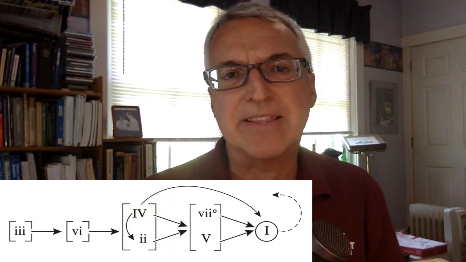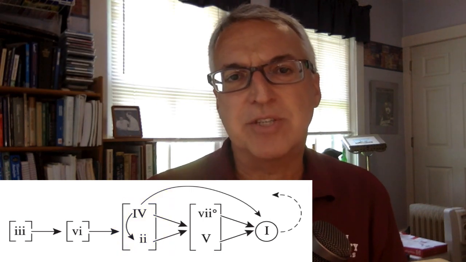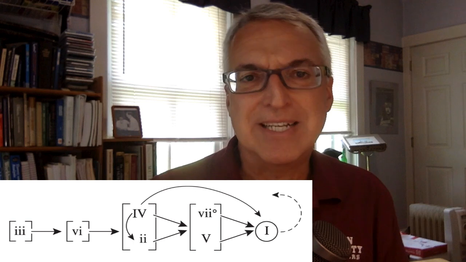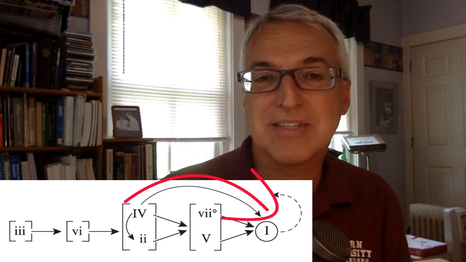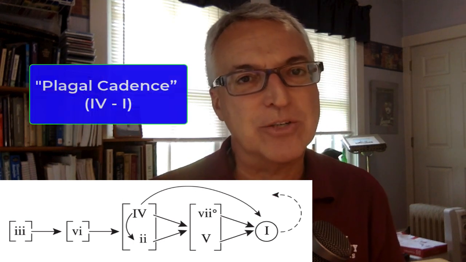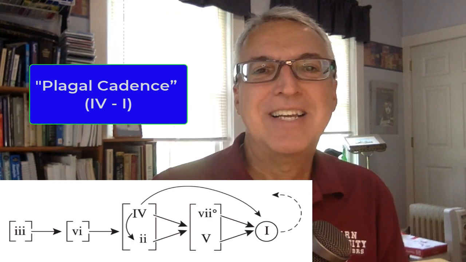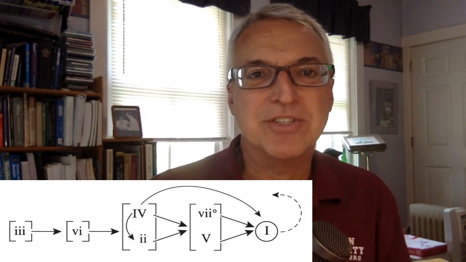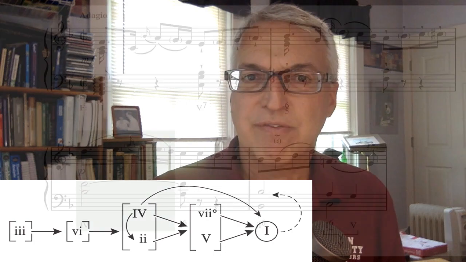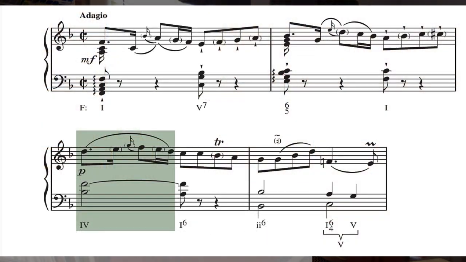First, let me just share that the subdominant can go directly to the tonic, and we have a special arrow indicating that. When the subdominant goes to the tonic, we call it a plagal cadence, 4-1. Here's an example from a Haydn piano concerto where we can hear that sort of 4-1 progression.